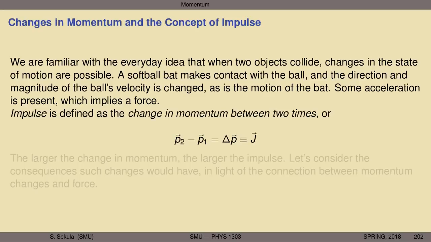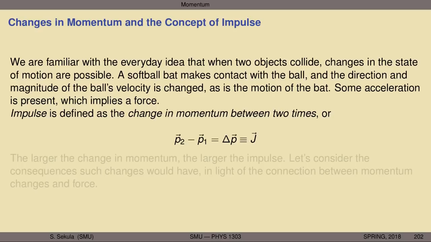So let's define this thing called impulse. Impulse is simply a statement of the change in momentum between two times. So again, think about striking a softball with a softball bat. The ball is heading toward the bat. The two meet. The ball then rebounds off the bat, even as the bat continues to follow through on the swing. A good batter knows to follow through on the swing and not stop when they hit the ball. Give the momentum as much of a chance to work its change on the ball as possible.